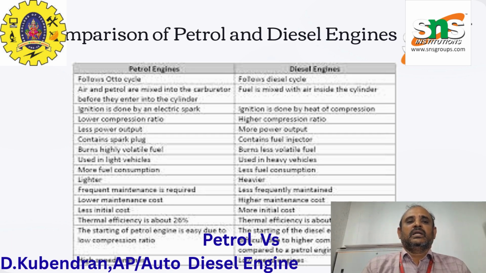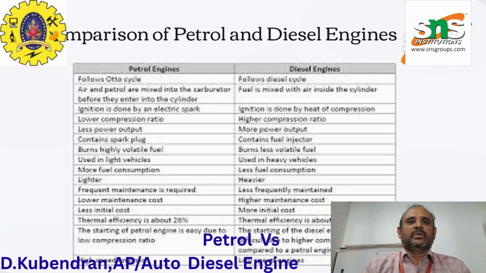Considering efficiency, the petrol engine gives lower thermal efficiency, but the diesel engine gives higher thermal efficiency. Efficiency-wise, the diesel engine gives maximum efficiency. Next is power output. A petrol engine gives higher RPM and power for the same size. In a diesel engine, there is more torque but lower RPM. That is the main thing in power output.